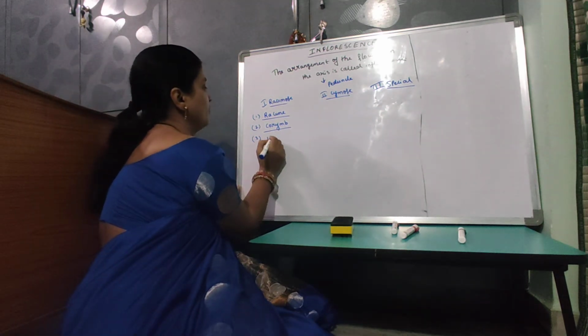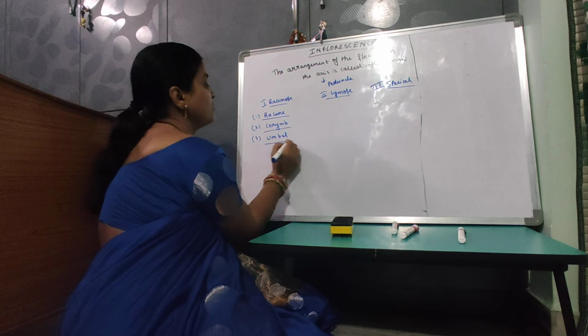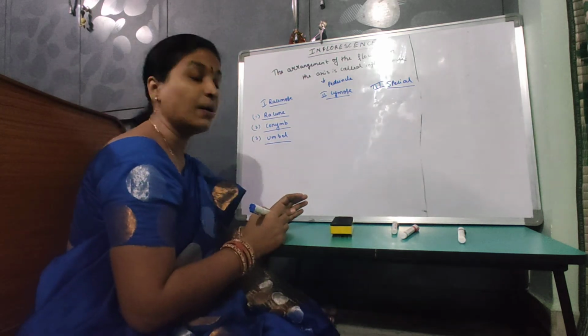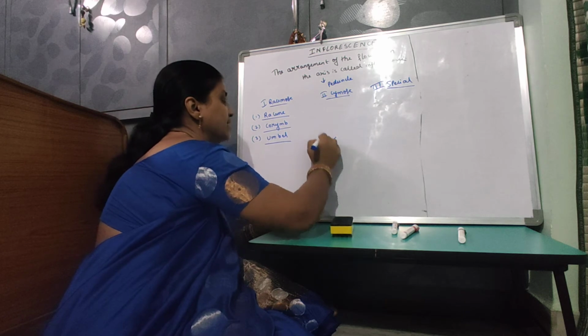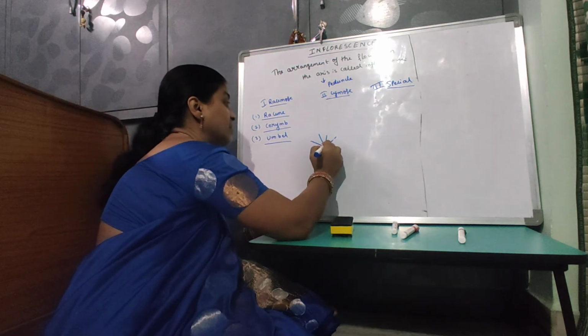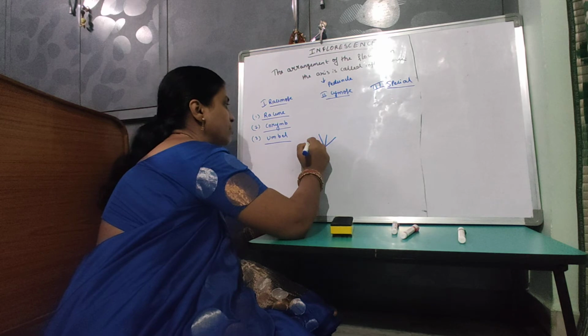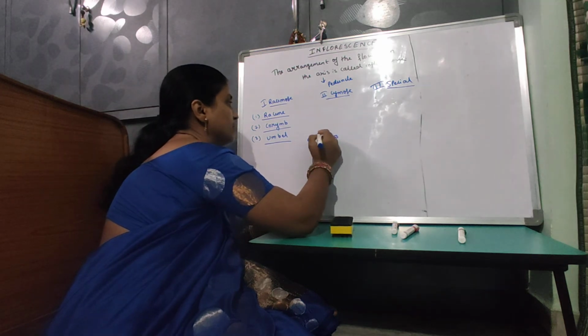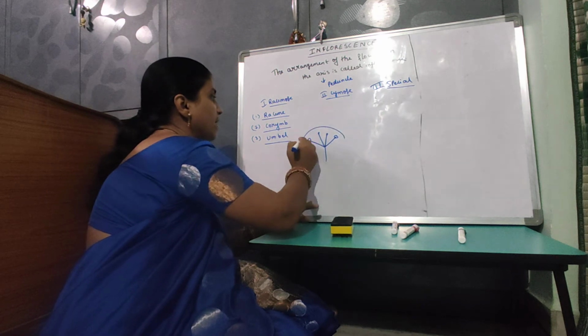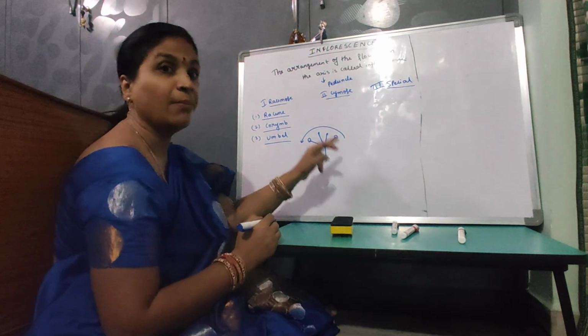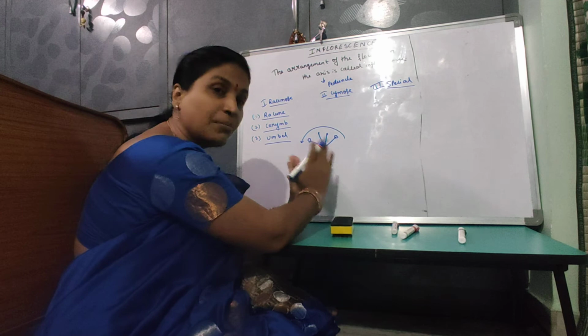Then the third type is umbel. The name itself says that the inflorescence is umbrella type. Here, all the flowers are coming at the same height, at the same point. From the same point, the flowers are coming like this, umbrella like. This is simple umbel.